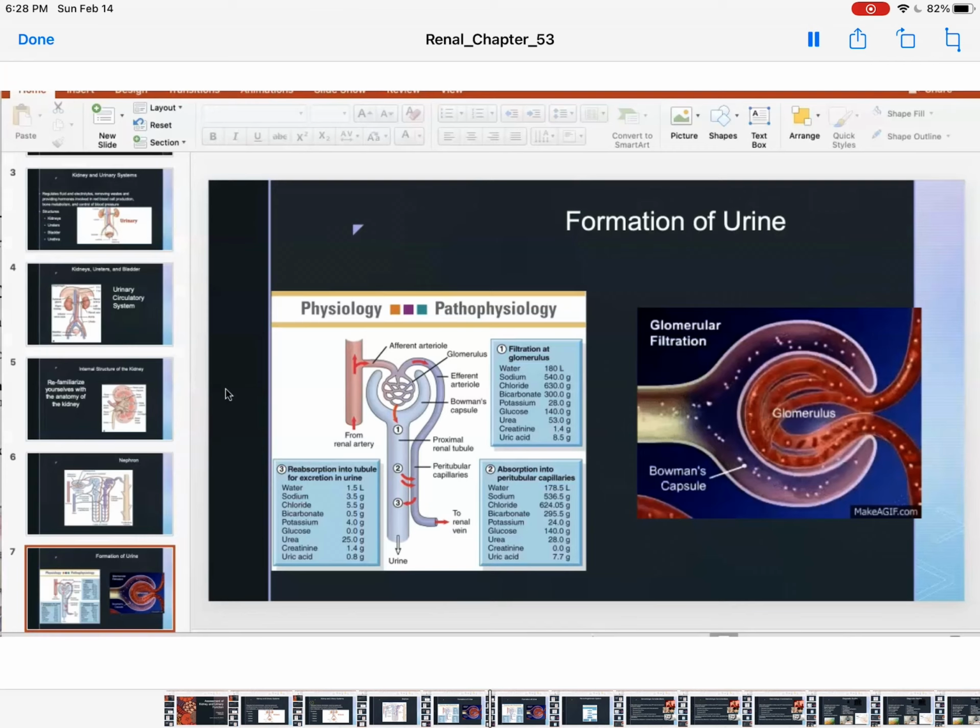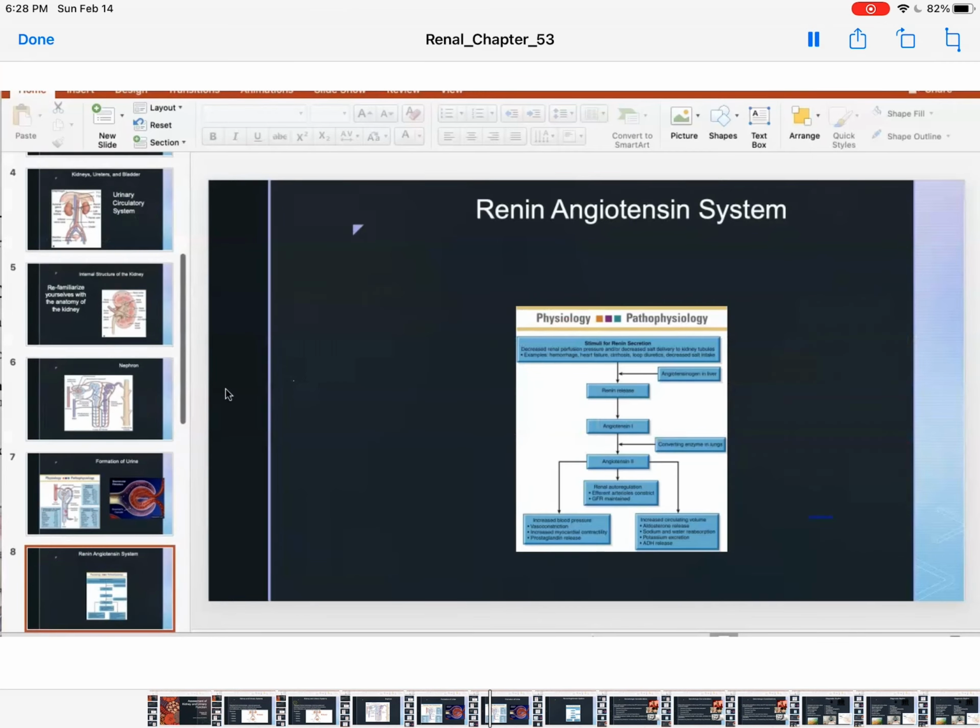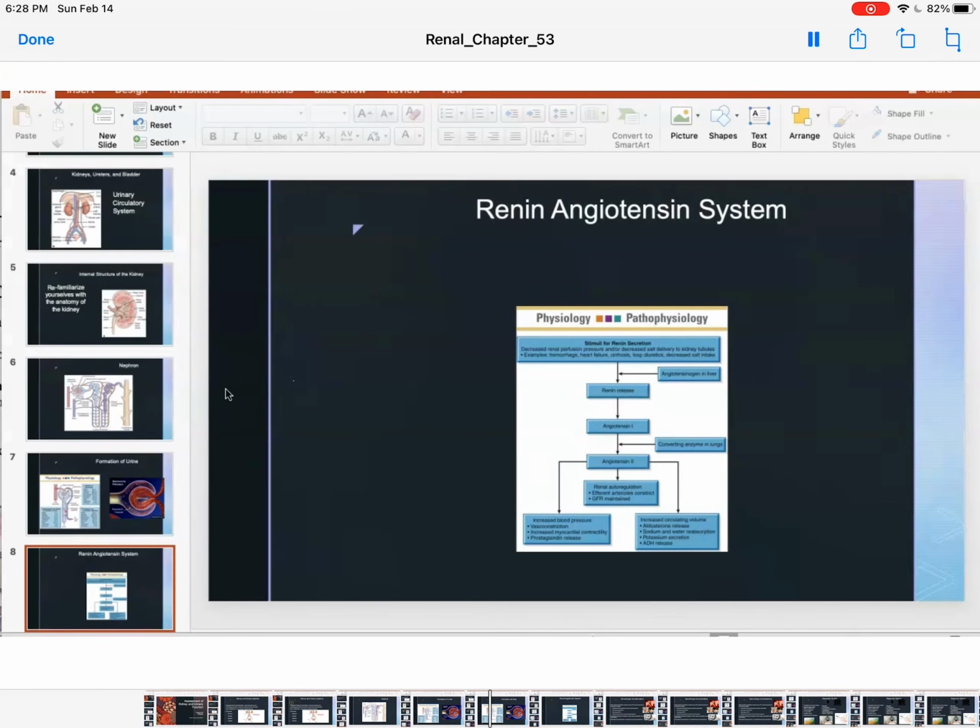Now, formation of urine has to do with glomerular filtration, tubular reabsorption, and tubular secretion. And we'll get into that a little bit more in our lecture.